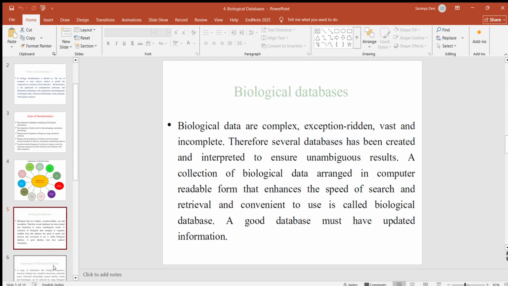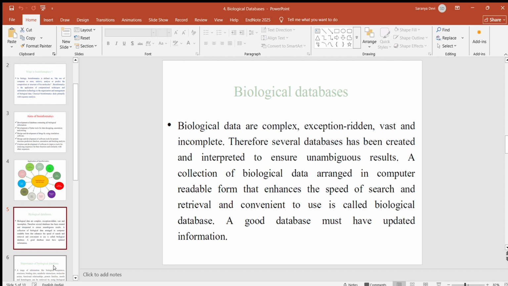Biological data is complex, vast and incomplete. Therefore, several databases have been created and integrated to ensure clear results. If you have n number of databases, n number of results, it is difficult to manage, right? For that, biological databases help to manage and store biological data, like a library. It is a collection of biological data arranged in computer readable form. It enhances the speed of search and retrieval and is convenient to use. It is called a biological database.